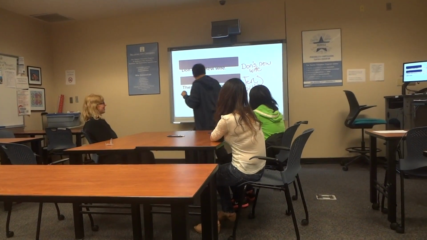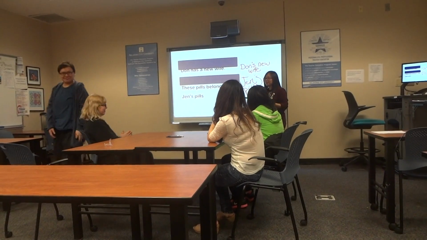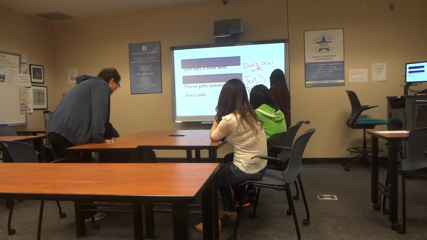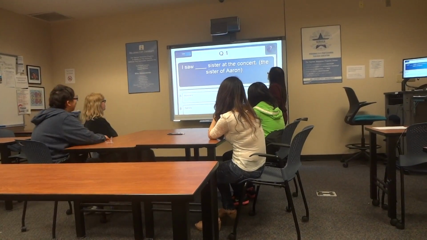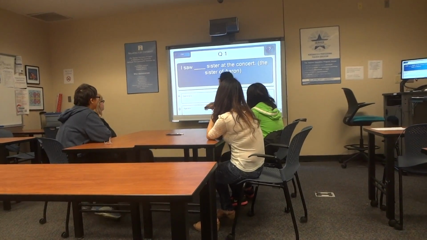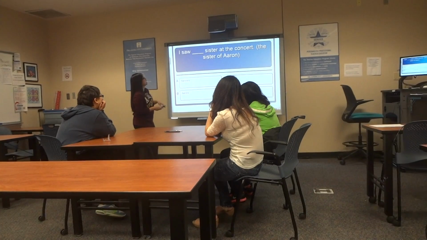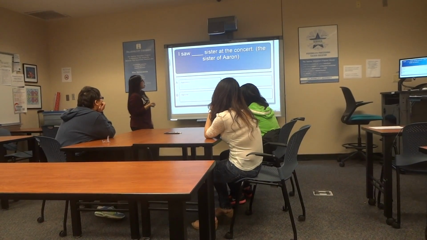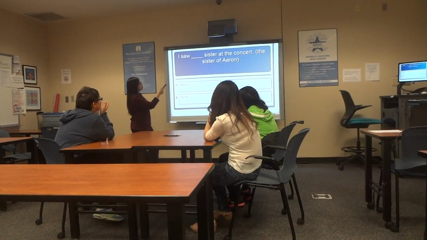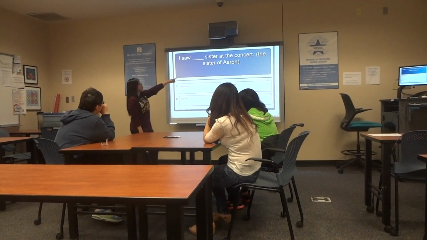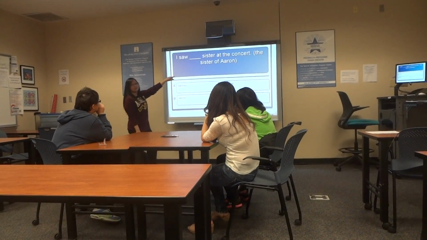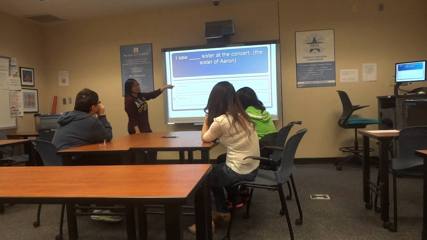So Jen's pills. So are we clear as to how to make singular nouns possessive? You just add apostrophe S, right? So, okay. Now that we know that, let's try filling in the blank. So I saw blank sister at the concert. So the blank would be the sister of Aaron. Aaron would be Aaron's.